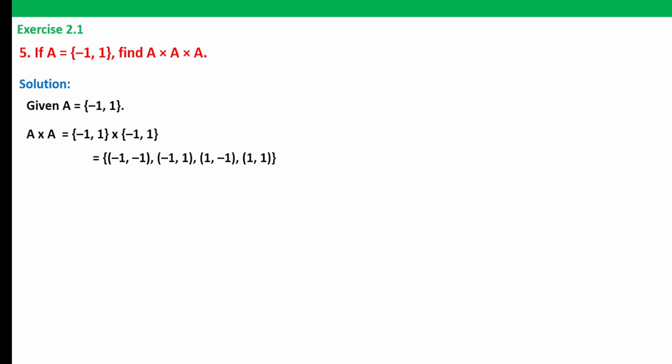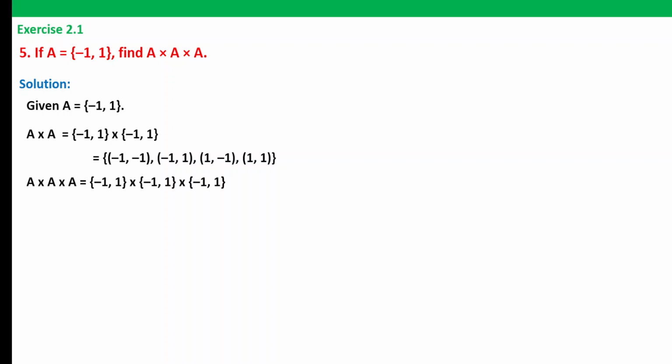Let us see question number 5. If A = {-1, 1}, then find A × A. Solution. Given A has the elements -1 and 1, then A × A is the product of {-1, 1} with the same set {-1, 1}. Therefore, we are going to get these values: (-1, -1), (-1, 1), (1, -1), (1, 1).